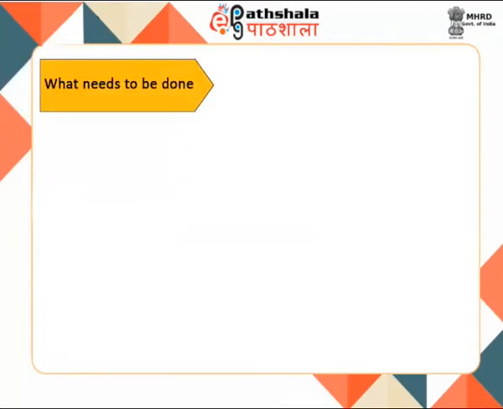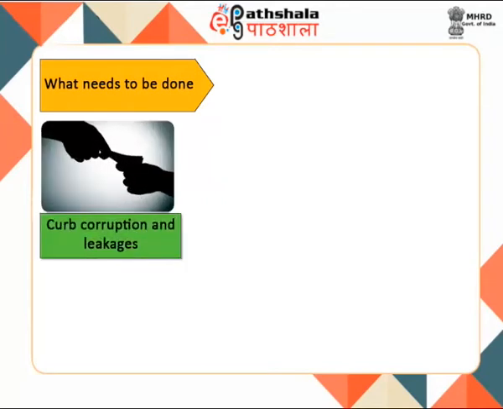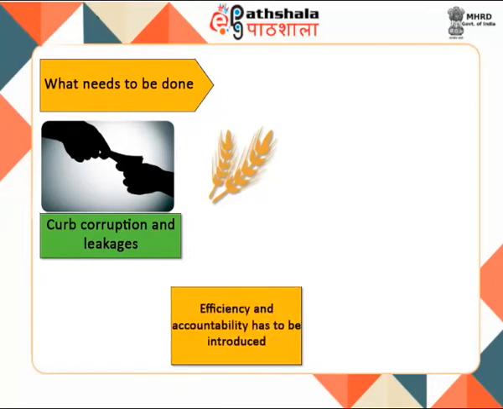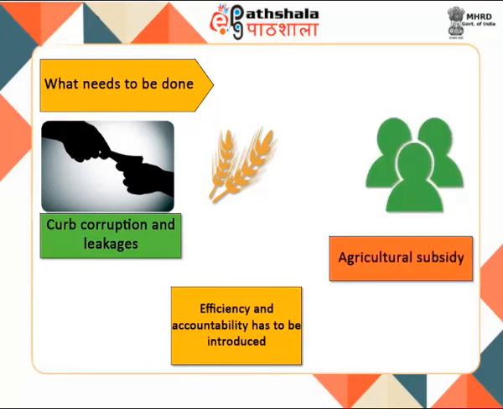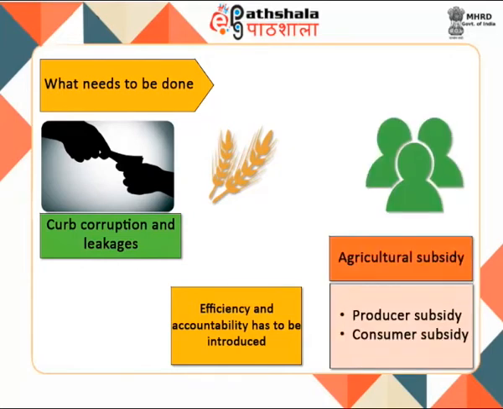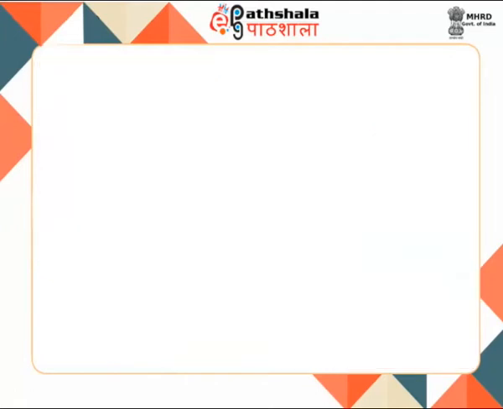However, what needs to be done is to plug the loopholes to curb corruption and leakages and ensure channelization of subsidized grain to the target groups. Thus, efficiency and accountability has to be introduced in the system to make it viable and sustainable. Agricultural subsidy comprises producer and consumer subsidy.